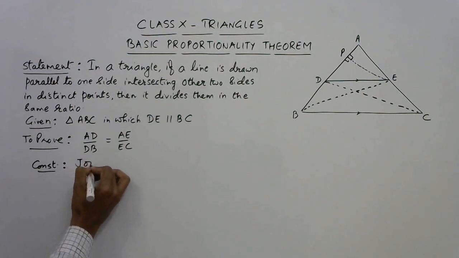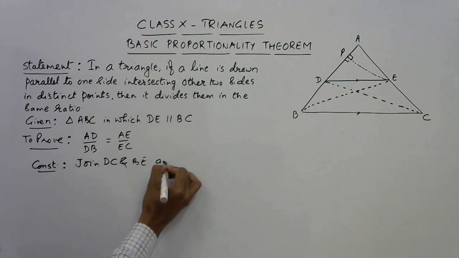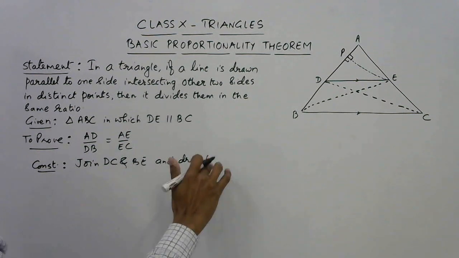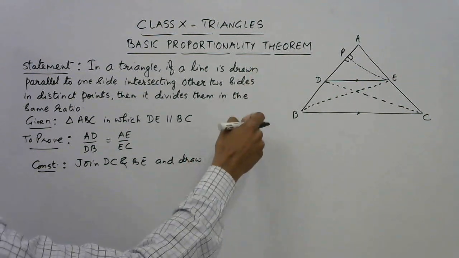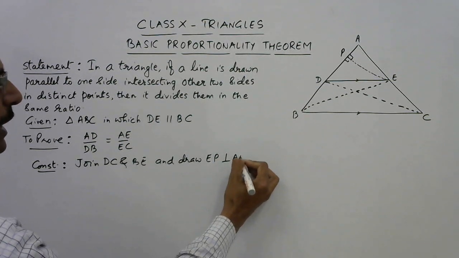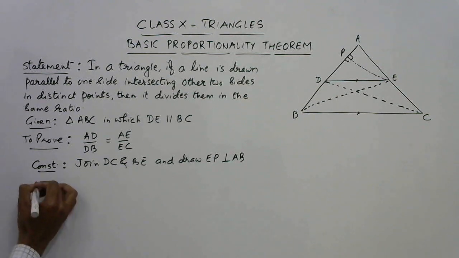Join DC and BE and draw EP perpendicular to AB. Now this is the construction. Now let's see the proof of this theorem.